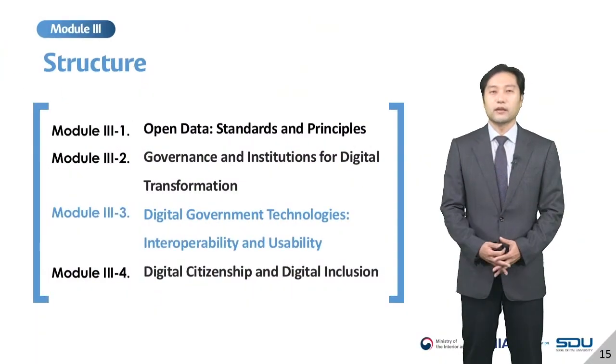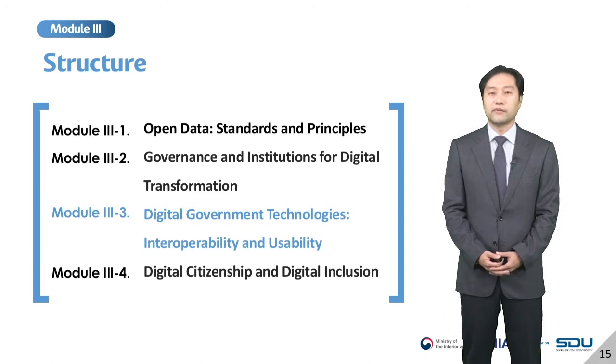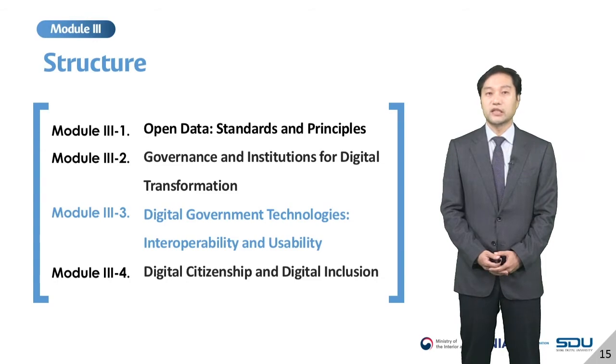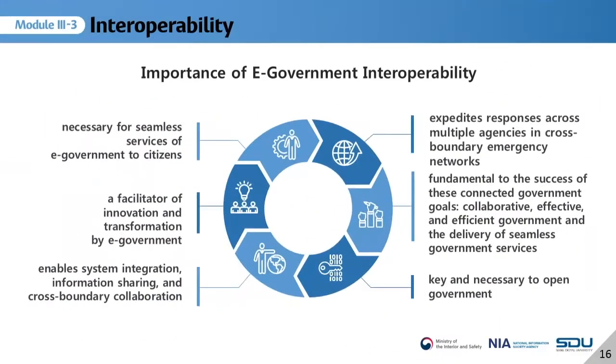The third topic of Module 3 is digital government technologies in terms of interoperability and usability. This topic will include interoperability issues and usability issues in recent digital government. The first issue is interoperability.